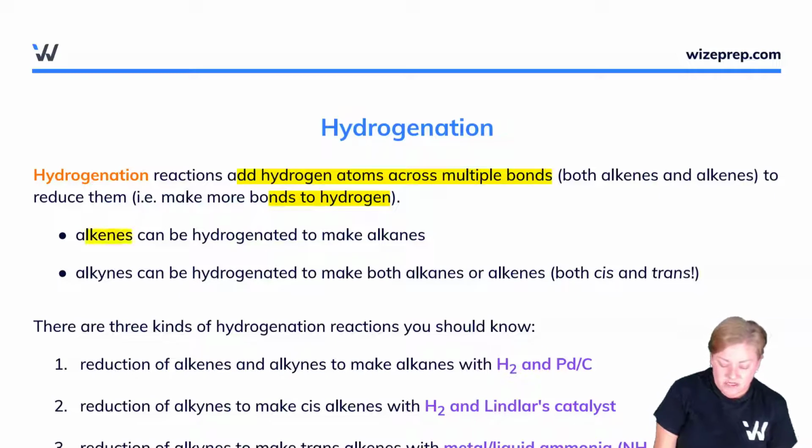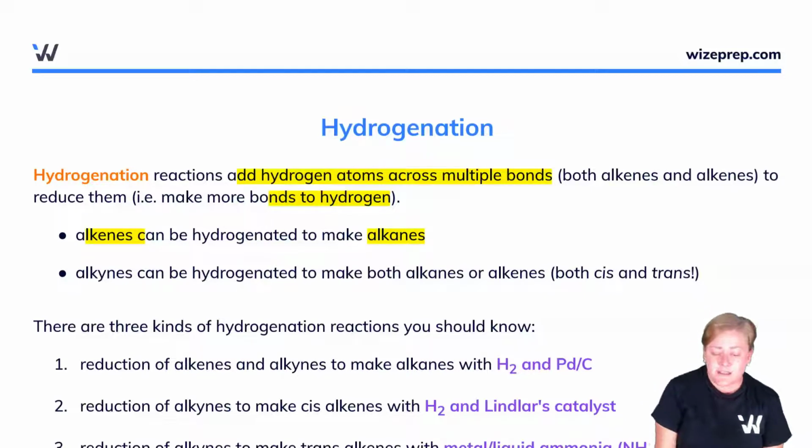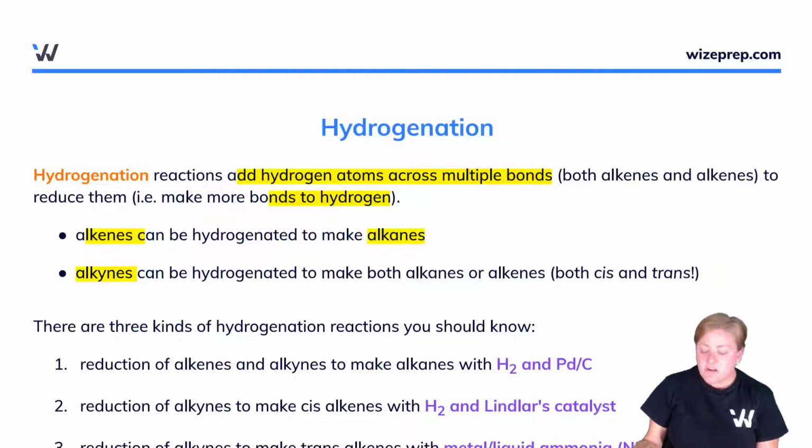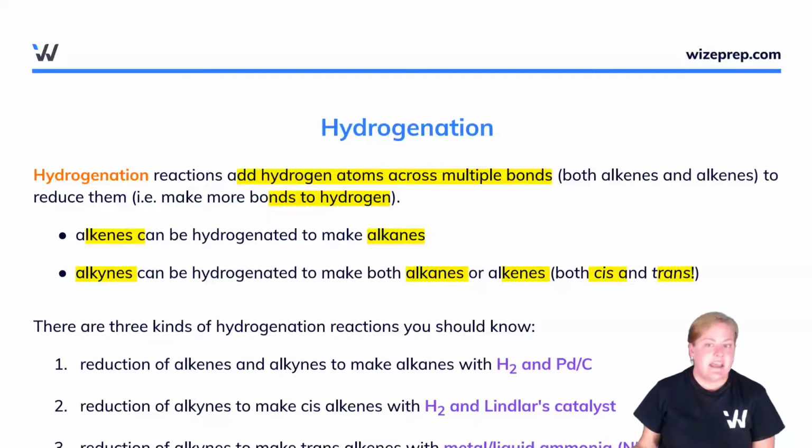Alkenes can be hydrogenated to make alkanes because they have no other choice. That's the only place they can go. But alkynes, they have some options. Alkynes can be hydrogenated to both make alkanes and alkenes. And with increasing complexity, both cis and trans analogs. And so we're going to need to deal with a few different types of reagents.